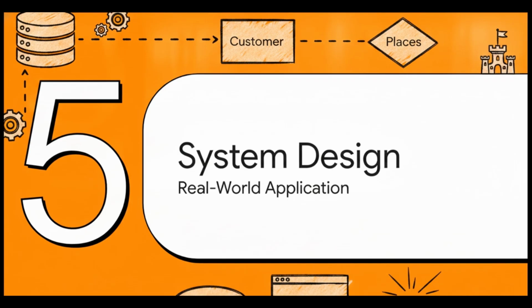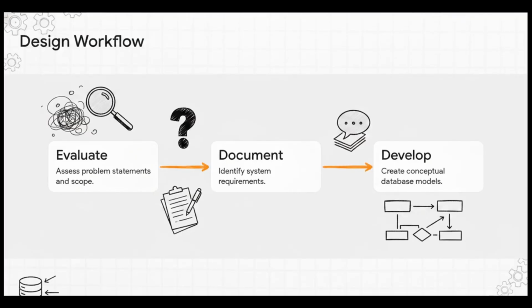And finally, Section 5, Real-World System Design. This design workflow perfectly summarizes the engineering approach we've been talking about. Step 1, evaluate your problem statement and define the scope. Step 2, identify and document those system requirements by actually sitting down and listening to the stakeholders. Step 3, apply absolutely everything we've learned to develop comprehensive ER and EER conceptual models. This is the action-oriented workflow required to take a messy, chaotic, real-world problem and translate it into a pristine database design.